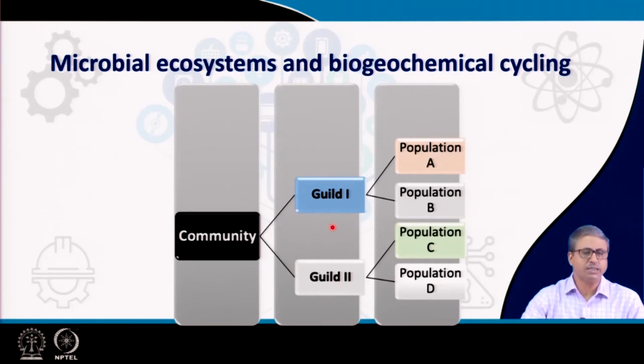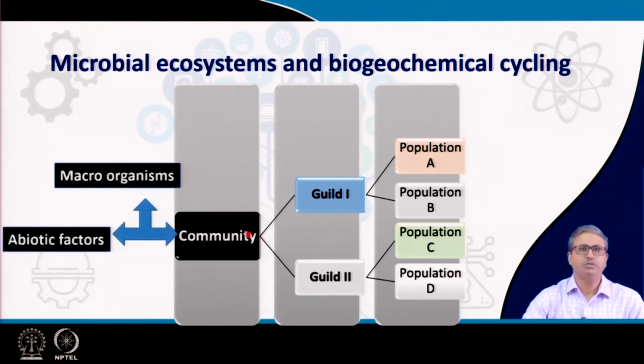Now, there could be a large number of guilds, as we can understand, within a particular environment or habitat, and all these guilds represent the community function. So, the guilds are basically the metabolic linkage among the populations, and together these guilds represent the community. Now, this is the microbial community.